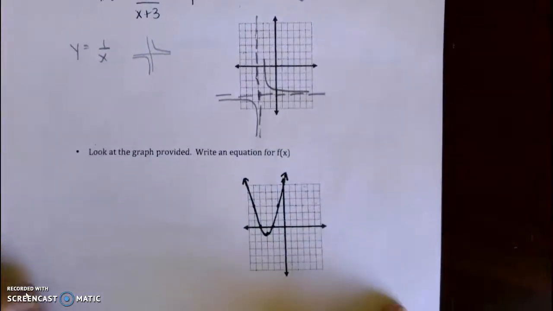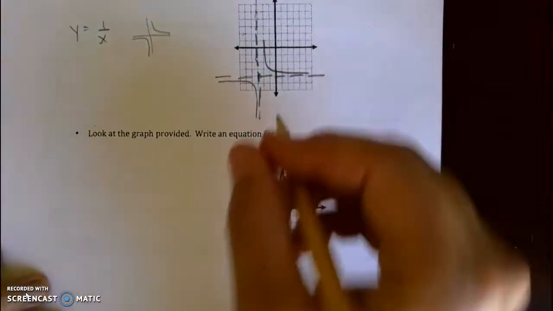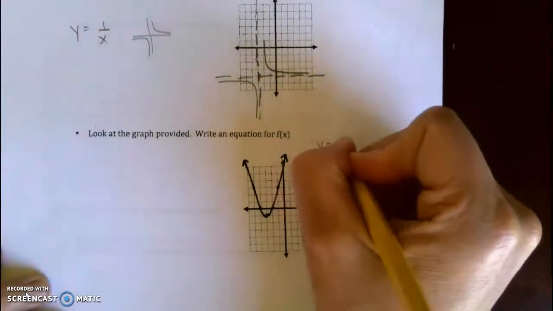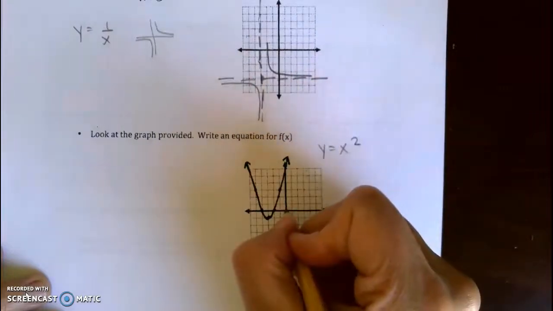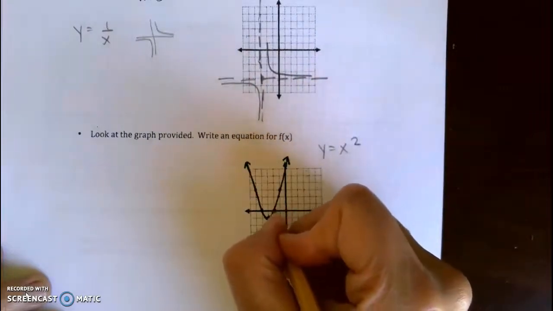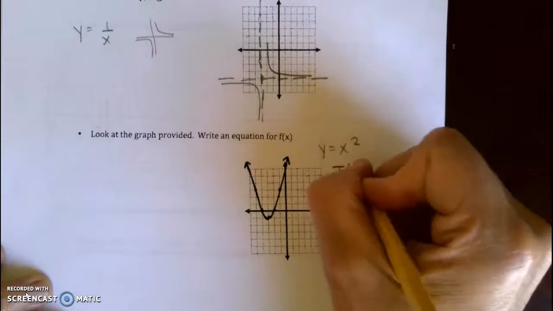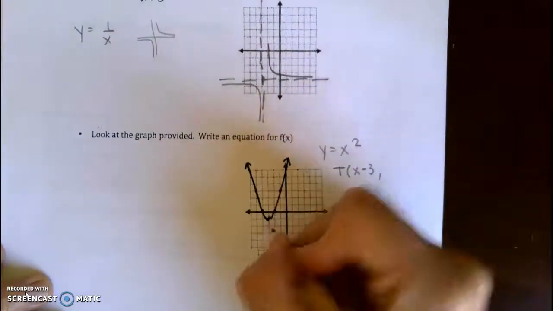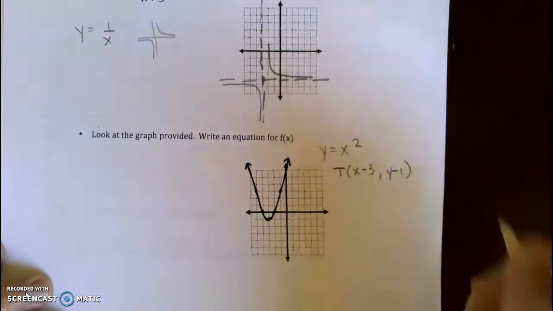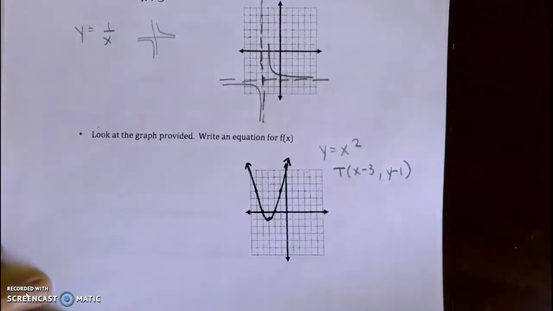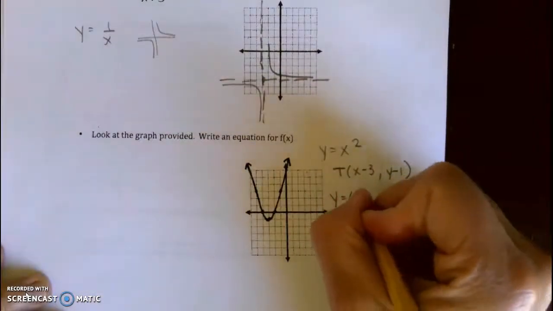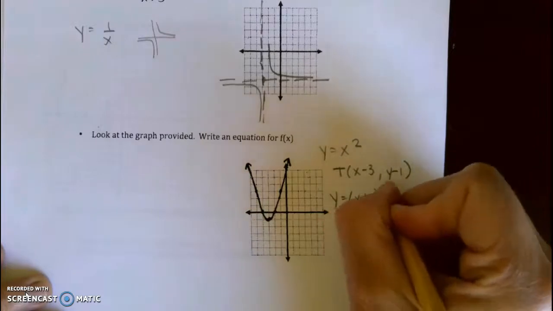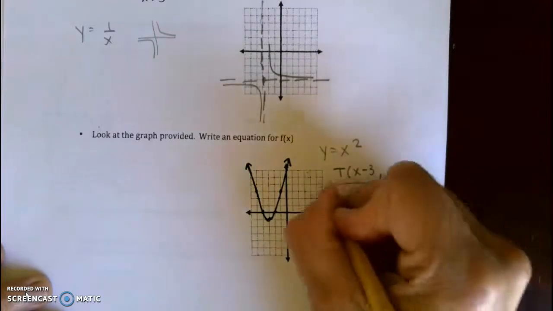Look at the graph provided, write an equation for f of x. I know that this is an x squared equation. Let's move 1, 2, 3 to the left, and 1 down. Therefore, in the equation, it's going to be x plus 3 squared and then minus 1.